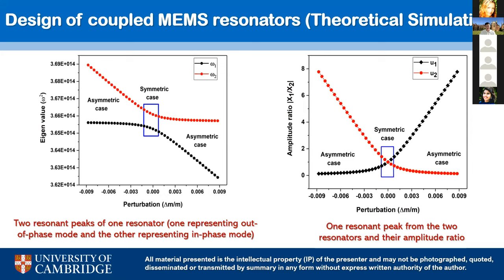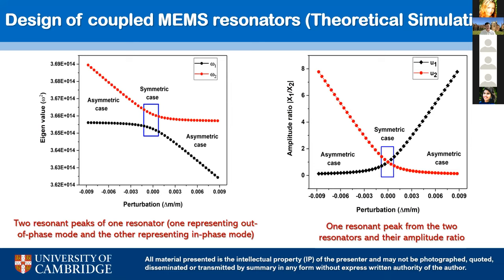When we add mass onto one of the resonators, the condition becomes asymmetrical, which means the two resonant peaks in the coupled MEMS resonator start to move apart from each other. So there will be a distance created between the two resonant peaks when mass is added onto one of the coupled MEMS resonators.